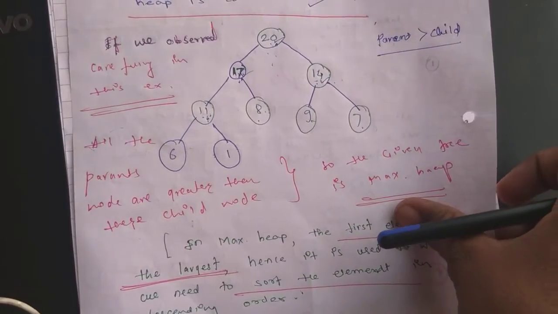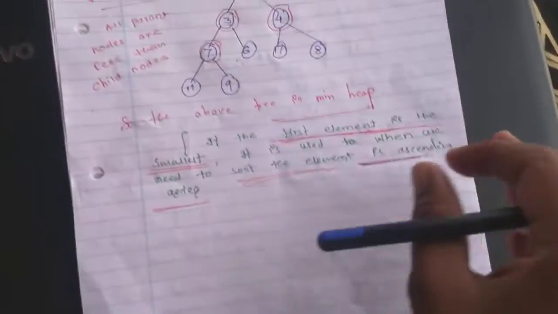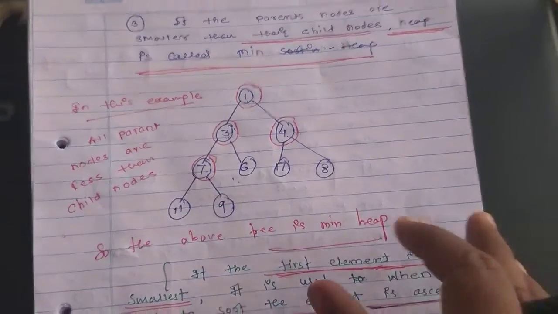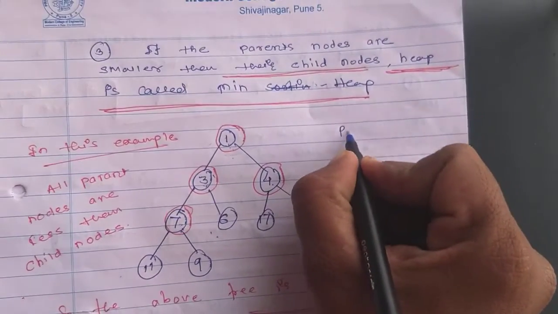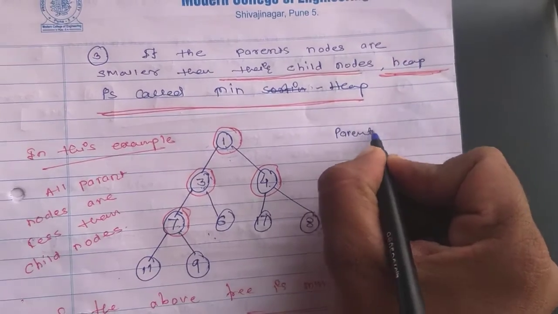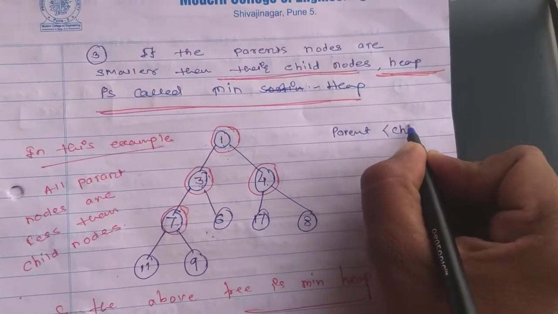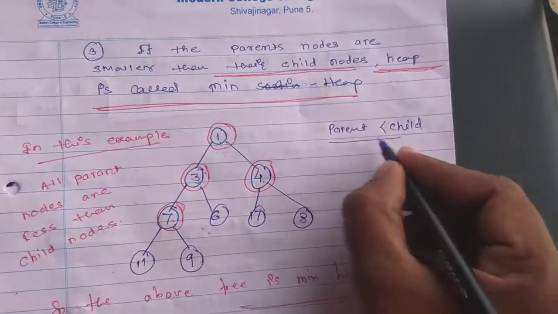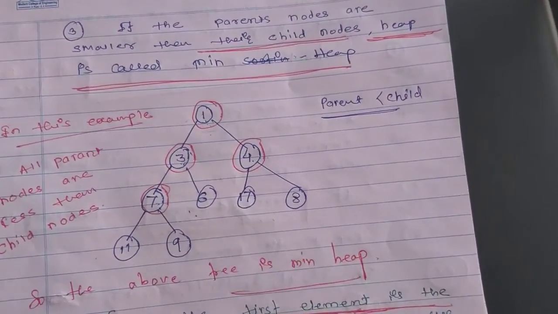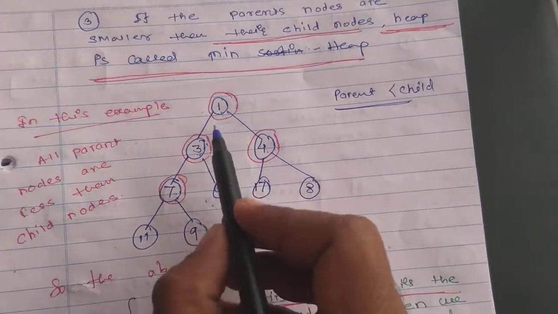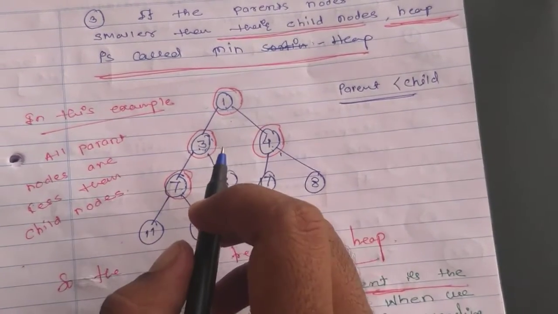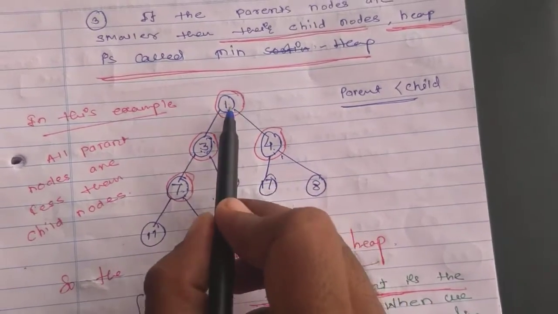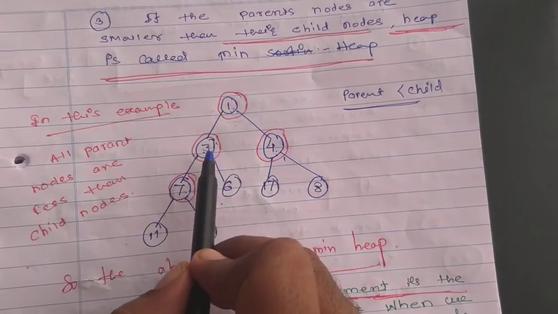Now we are going to see the next property of the heap tree data structure, that is the min heap tree. In minimum heap tree, we can always observe the parent is less than its child nodes, so it is called minimum heap tree. In minimum heap tree, parents are always less than its child nodes. If we observe this example, 1 is less than its child nodes.